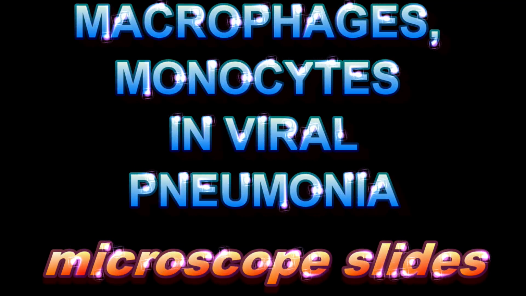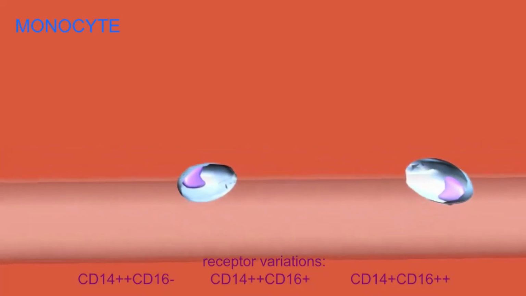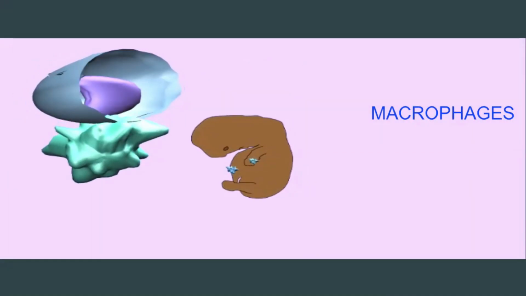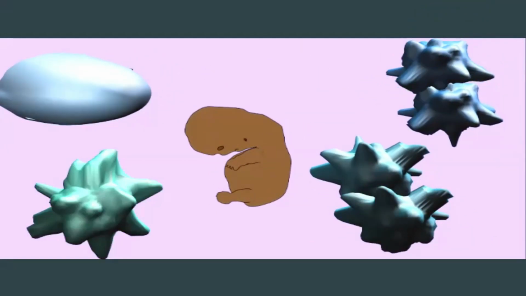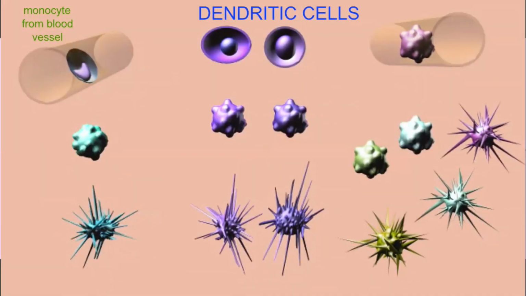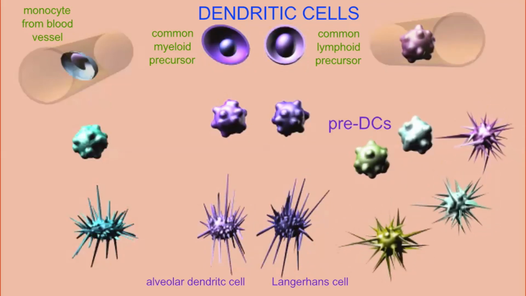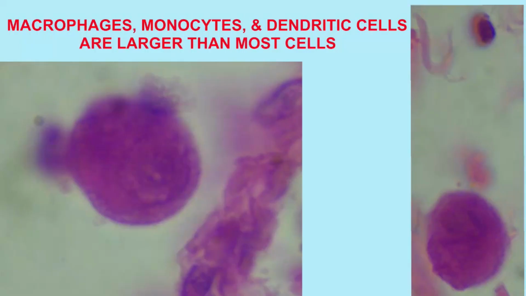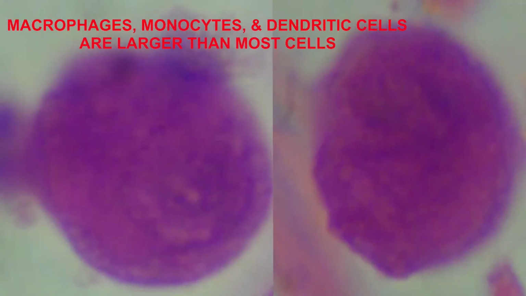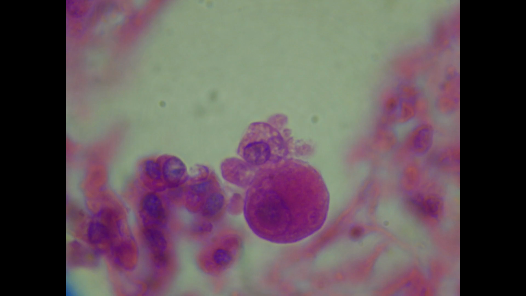The lungs possess both alveolar macrophages and dendritic cells, and can attract monocytes from the blood, which can then differentiate into macrophages and dendritic cells. There are different classes of each of these types of cells, so for the purpose of these videos, we'll just lump them together and generally call them macrophages. In these slides of a patient who suffered viral pneumonia, you can see how large these cells can be, much larger than the surrounding cells.